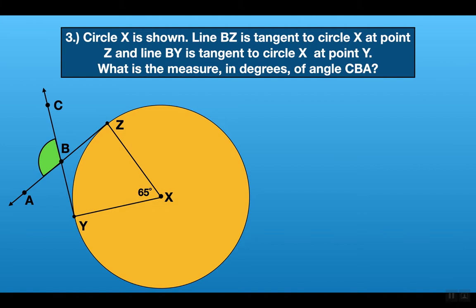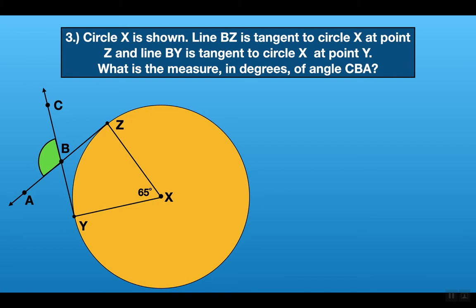Question number 3. Circle X is shown. Line BZ is tangent to circle X at point Z, and line BY is tangent to circle X at point Y. What is the measure in degrees of angle CBA? Angle CBA is in green. So we have to figure out the measure of angle CBA.